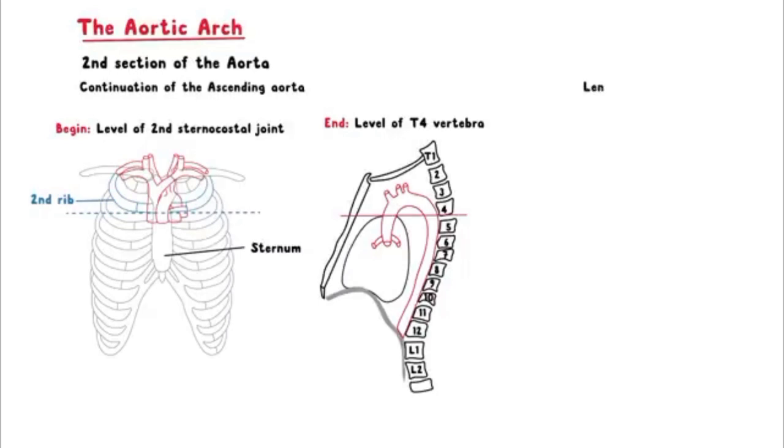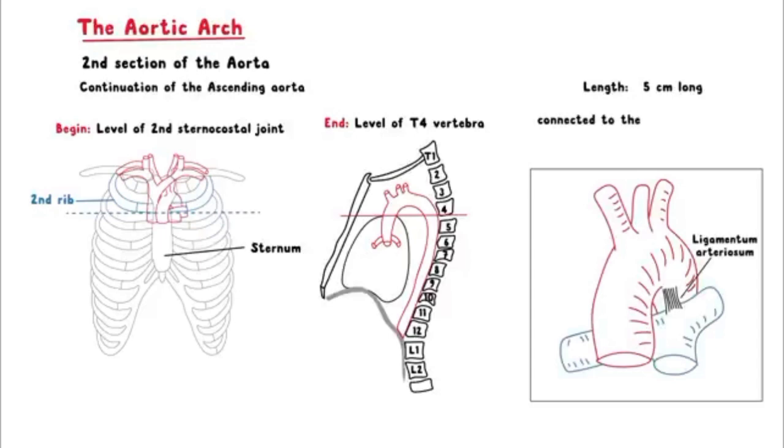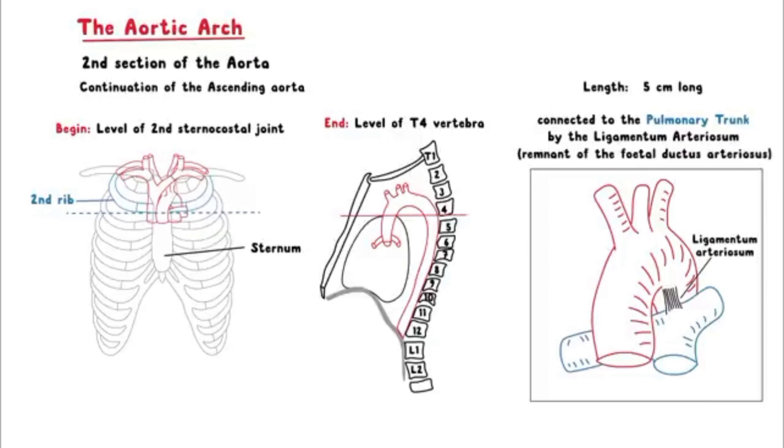The aortic arch is approximately 5 centimeters long and is connected to the pulmonary trunk by the ligamentum arteriosum, a remnant of the fetal ductus arteriosus, and terminates at the level of about T4 vertebrae.